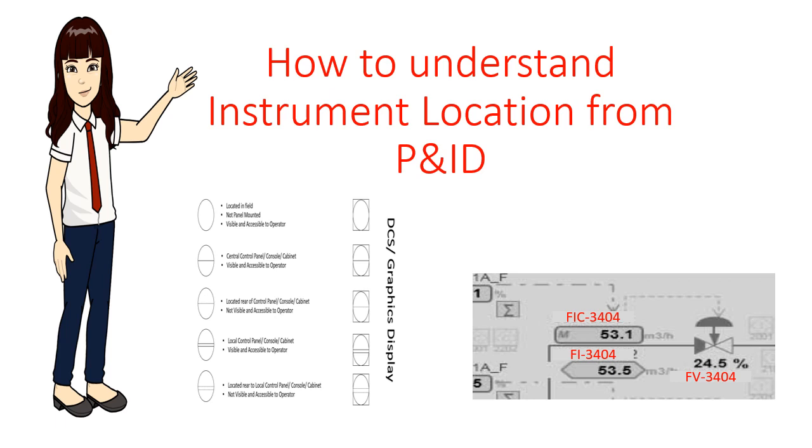In this video, we will first learn what the different symbols are as per the ISA standard, and then we'll go through a practical example so that your understanding is very clear. After watching this video, you will be able to identify the location of the instrument from any P&ID. So let's begin.